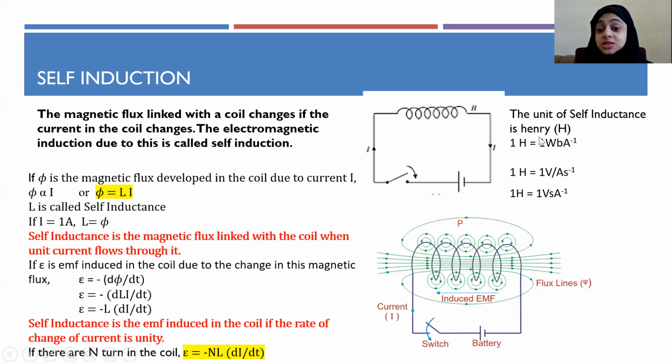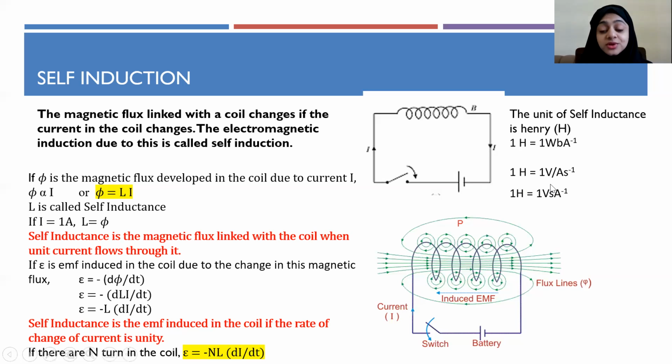And 1 Henry is equal to 1 Weber per ampere. Can you guess from where I got this? Here, phi is equal to Li. So L is equal to phi by I. Remember, the unit of phi is Weber and the unit of I is ampere. So 1 Henry is equal to 1 Weber per ampere.